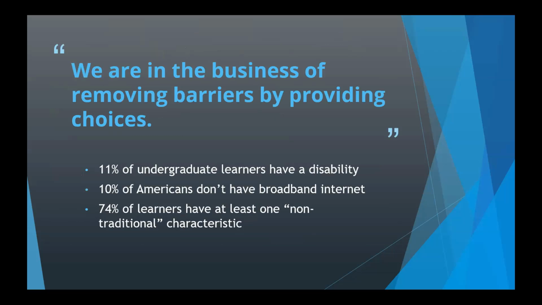So the first thing we need to establish then is, why do we do this type of accommodation and accessibility and access work? There's a quote that sums it up nicely, from a book that I highly, highly recommend called Reach Everyone, Teach Everyone: Universal Design for Learning in Higher Education, by Tom Tobin and another author whose name I forget off the top of my head. The quote is, we are in the business of removing barriers by providing choices. And so that's really what a lot of this work is about.